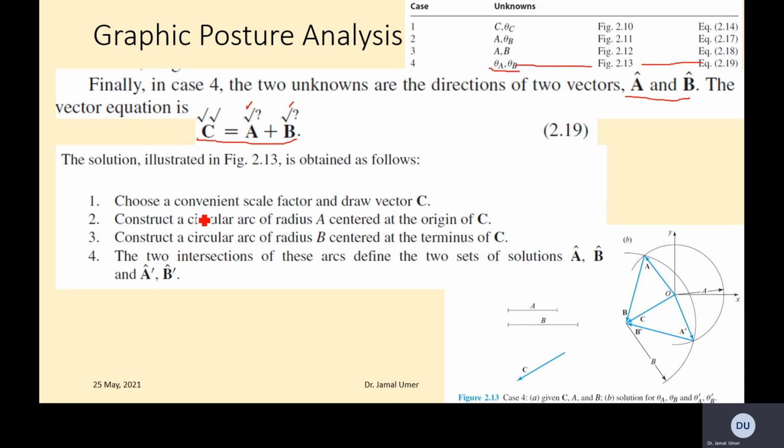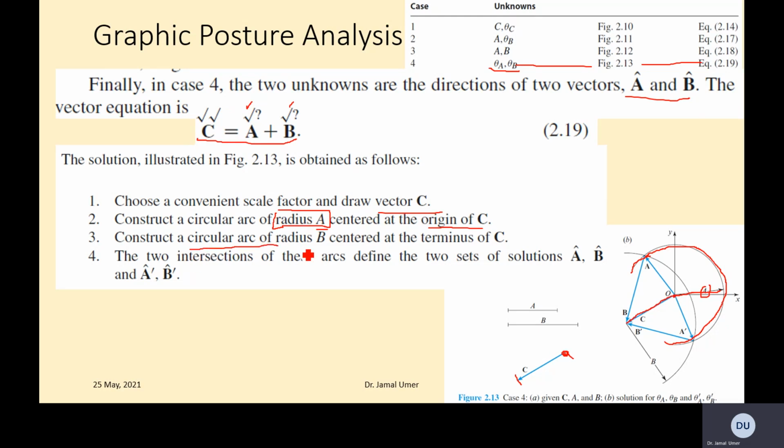So how do you obtain it? Choose a convenient scale factor and draw vector C. C is fully defined. Same way, you start with C, with a chosen scale and direction. Construct a circular arc of radius A centered at the origin of C. We know the magnitude, which means we know the radius of A, so you draw an arc. For example, this is vector C. By placing your compass here, with a length equal to A, you draw this arc. That's the arc with radius A because A has to start at the origin of C.